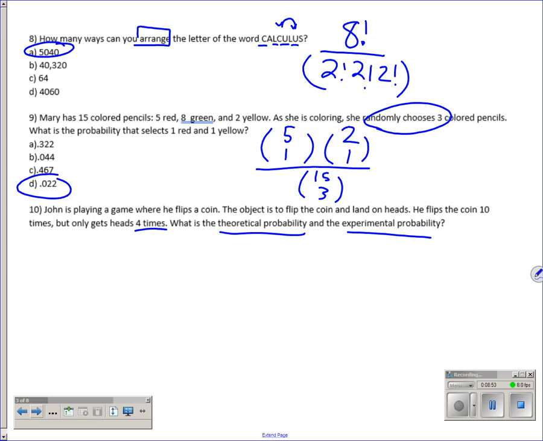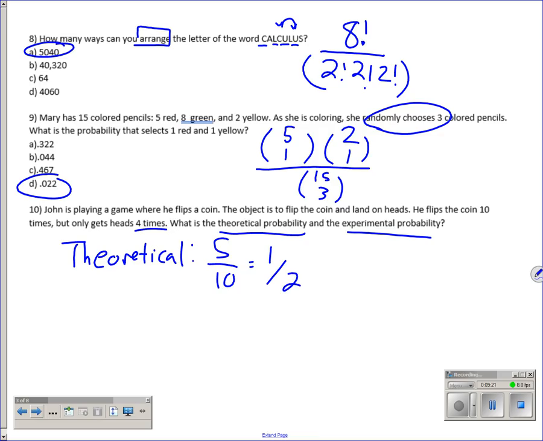Okay. For the theoretical, it is what you expect to happen. So like the ideal probability that you would expect to happen. Well, for flipping a coin, getting heads is a 50-50 chance, 1 out of 2, 1/2. So the theoretical probability in this case, if you flip a coin 10 times, you would expect to get half of them as heads. 5 out of 10, or 1/2. That is the theoretical probability.